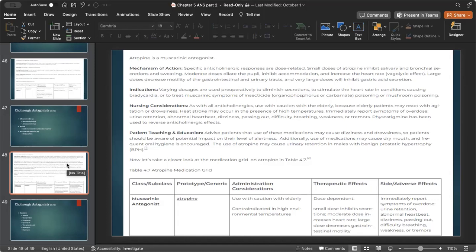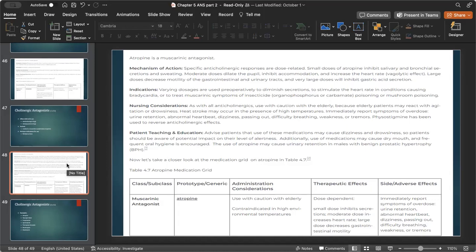At moderate doses, it causes sympathetic stimulation. So those increase heart rate, all of that stuff. We have varying doses used preoperatively to diminish secretions. Like we said, it's anti-SLUD. So if it's anti-SLUD, it's anti-lacrimation, anti-salivation, and it stimulates the heart rate in conditions called bradycardia. We give this drug for bradycardia. Very, very important. Why? Because it blocks that parasympathetic response and instead causes sympathetic, which increases the heart rate. It can also be used to treat mushroom poisoning.